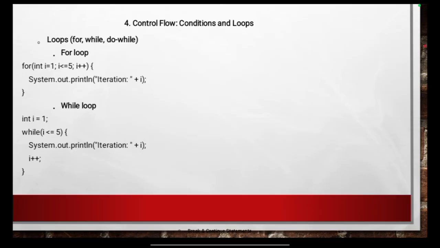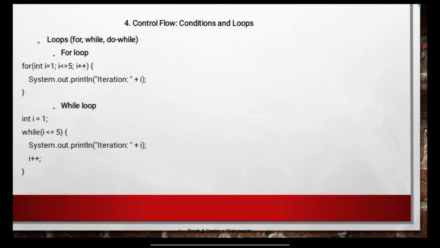For loop: for (int i = 1; i <= 5; i++) System.out.println("Iteration " + i). While loop: int i = 1; while (i <= 5) System.out.println("Iteration " + i++). For i equals 1, i less than or equal to 5, i plus plus.